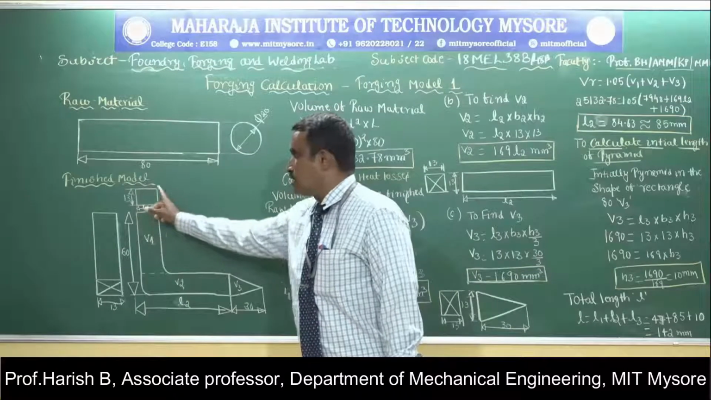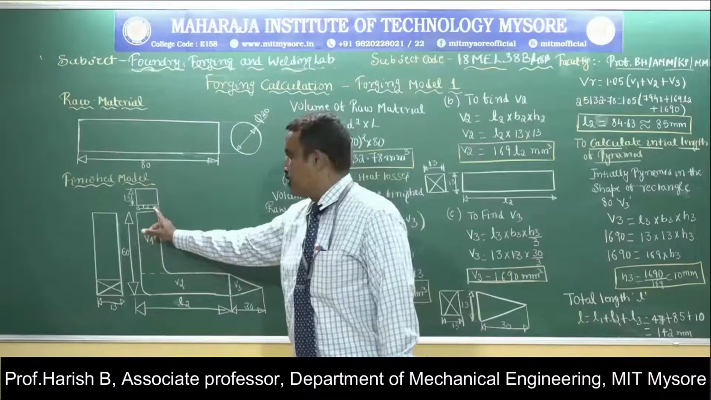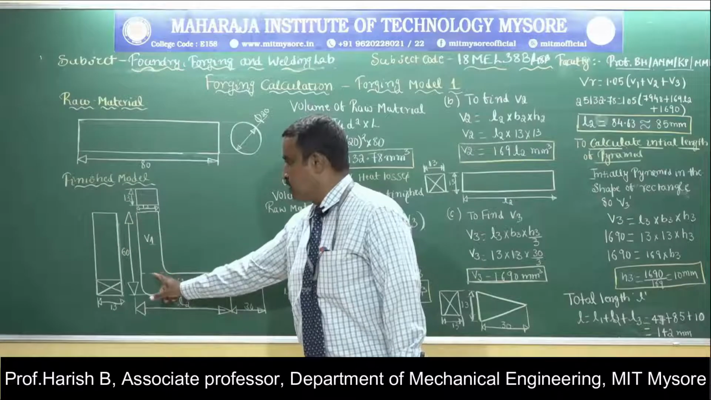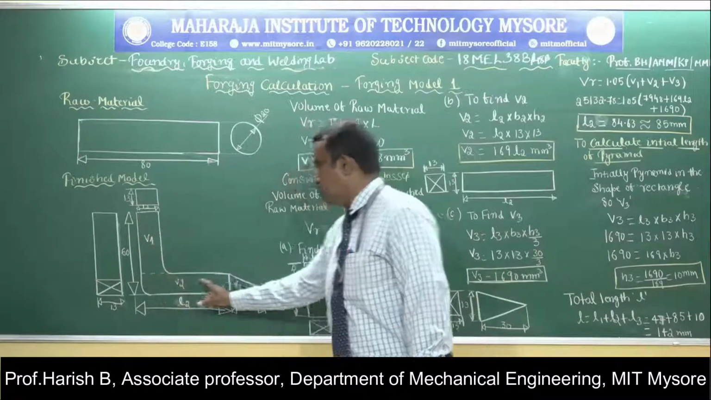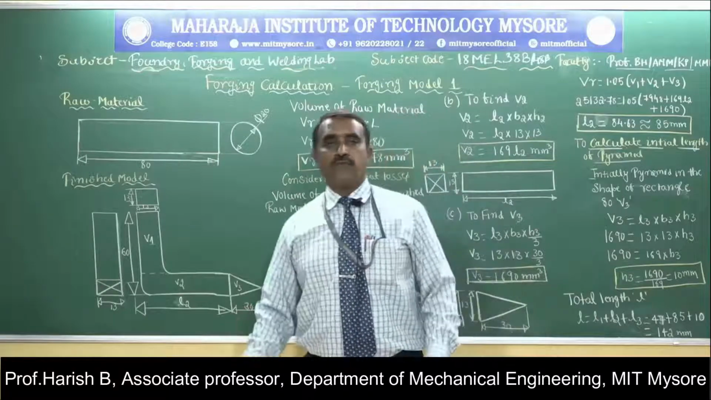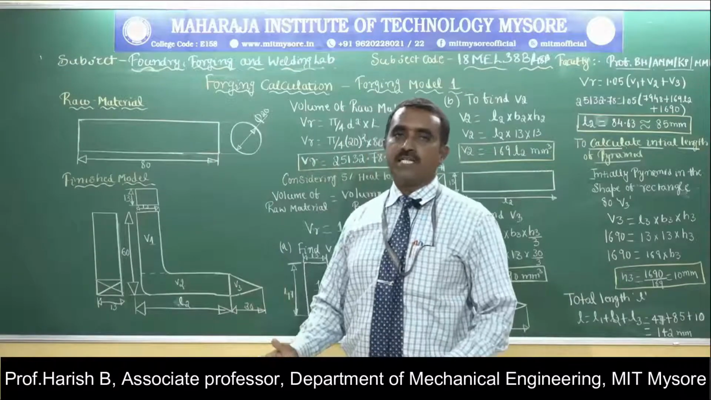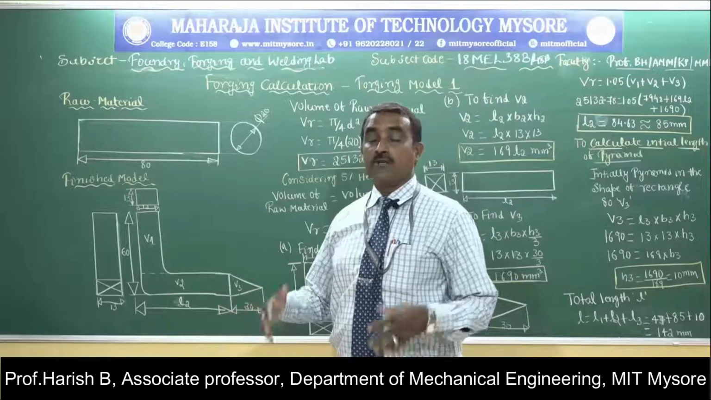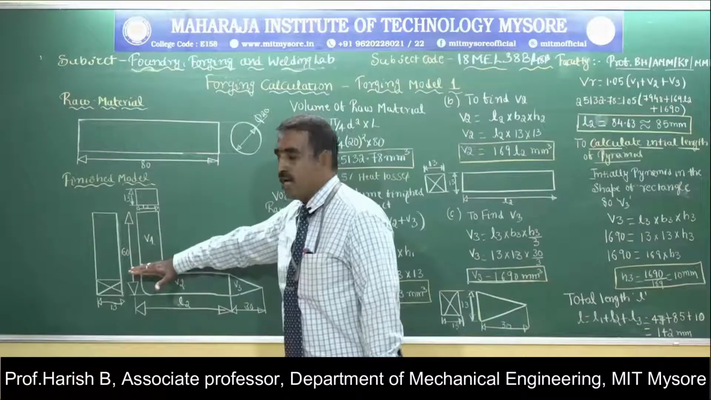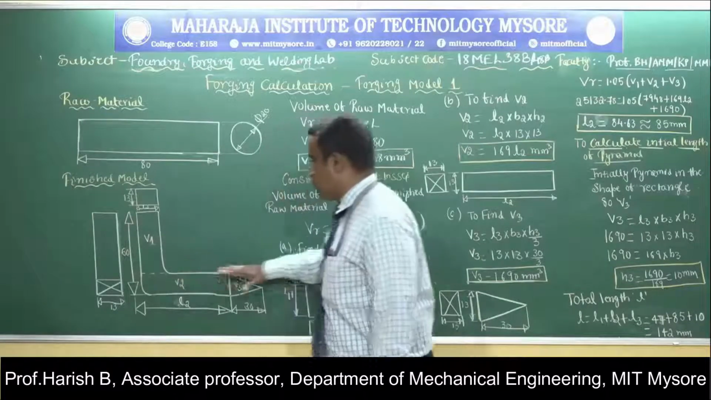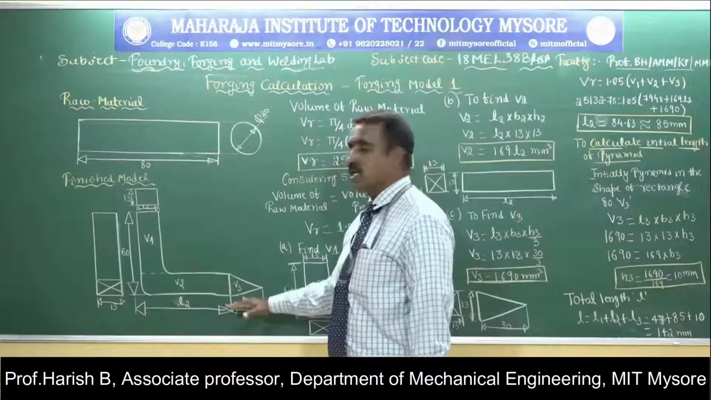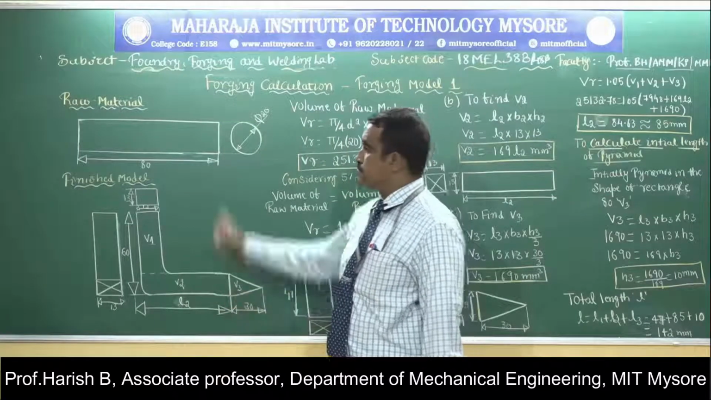This has a square cross section of 13, that is length into breadth. Initially it is vertical, then it is bent, and then we get 3 different cross sections. You have to look at the finished model and divide it into 3 different sections. This is one section, section 1, with volume V1. This is section 2, with volume V2, and this is section 3, with volume V3.